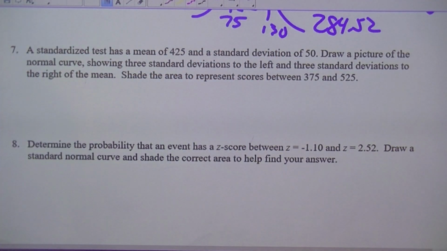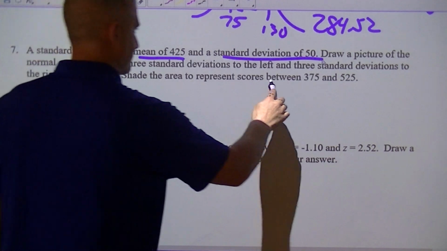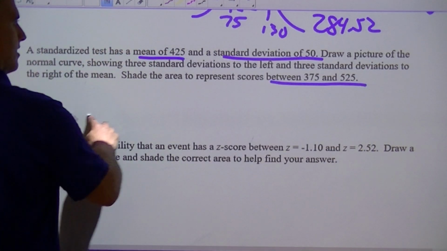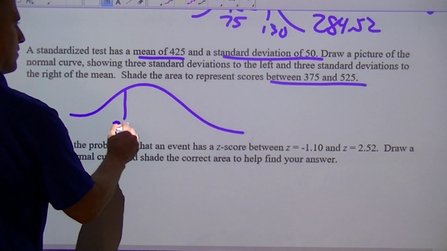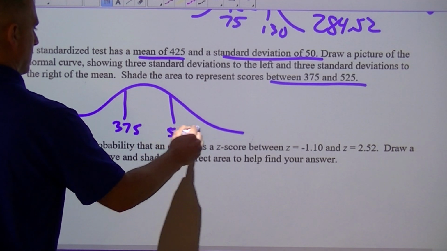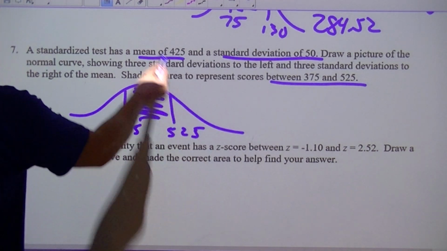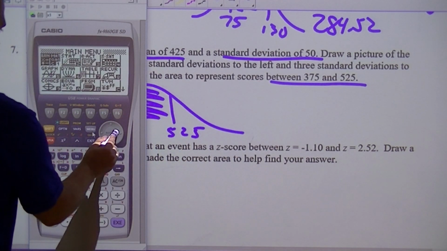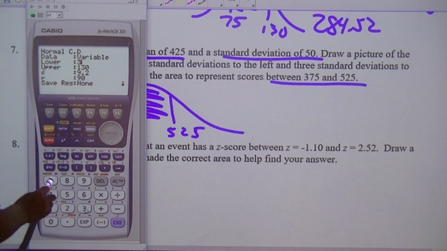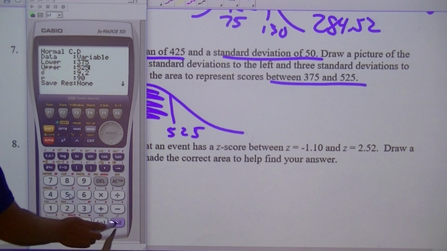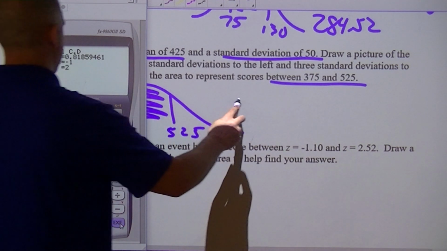And the last couple for this page. Mean is 425, standard deviation is 50, between. All right, so all they want to do is shade the area. So all they're really looking for you to do here, okay, that's good enough for that one. All right, if you wanted to find the probability of that, you would use 375, 525, standard deviation 50, 425. Probability would be 0.185.